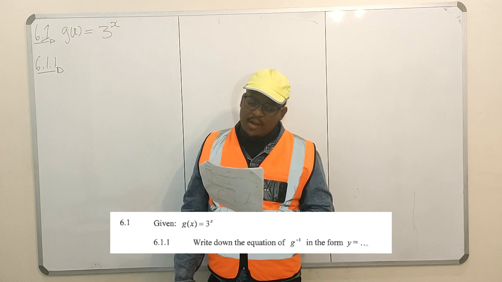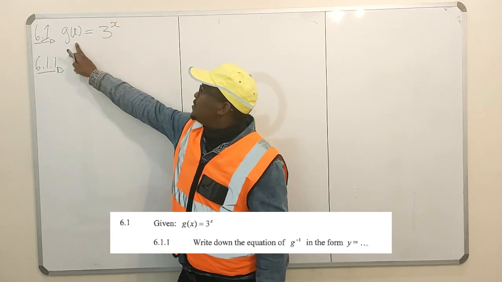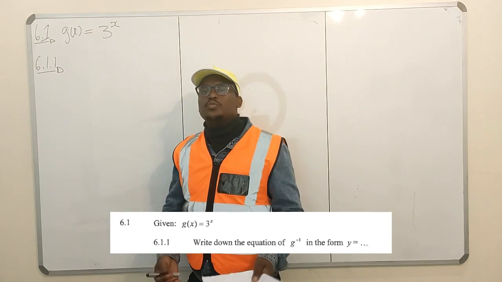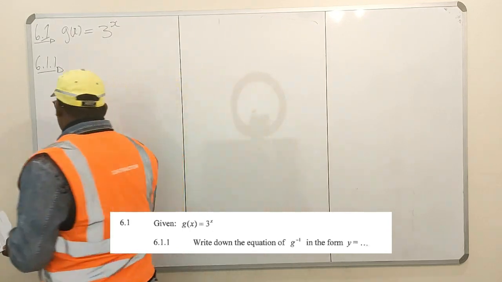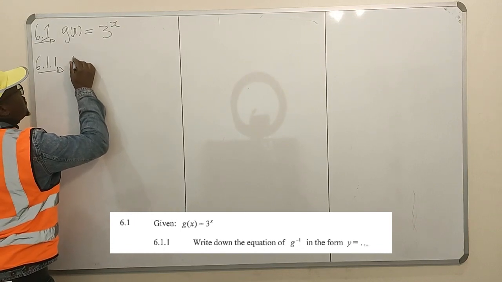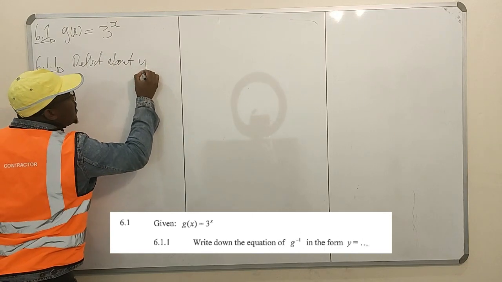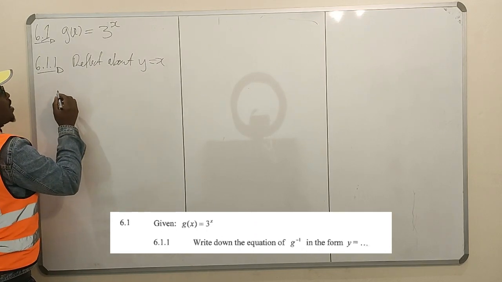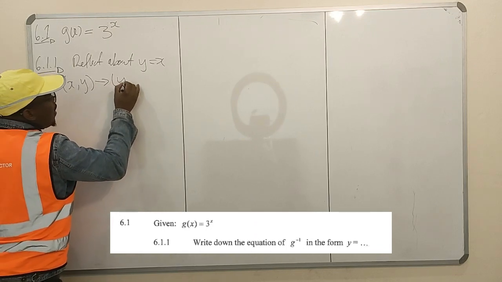6.1.1: write down the inverse of g in the form y is equal to. So you are given g of x is equal to 3 raised to x, and they want you to write the inverse of g in the form y is equal to. If you want an inverse of a function, you reflect about the line y is equal to x. When you reflect about this line, you use this transformation: x and y become y and x.